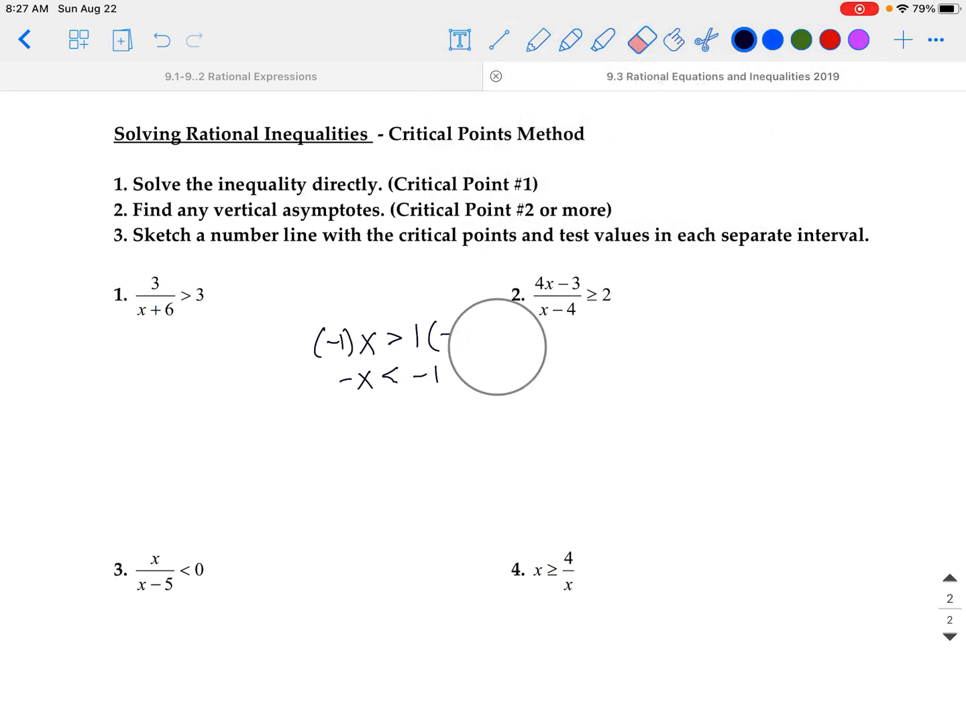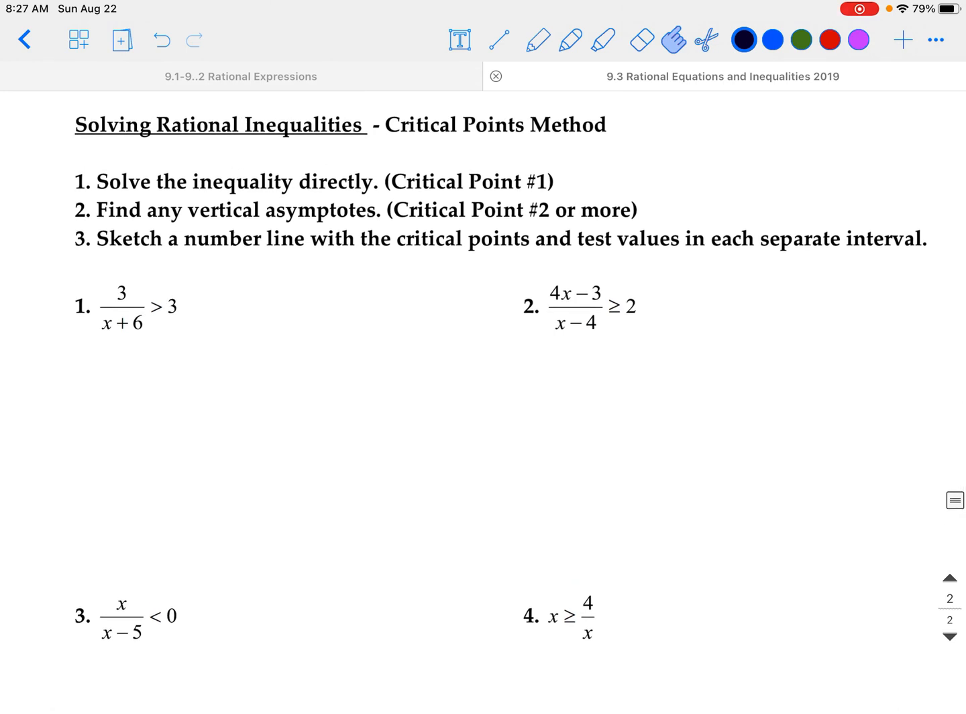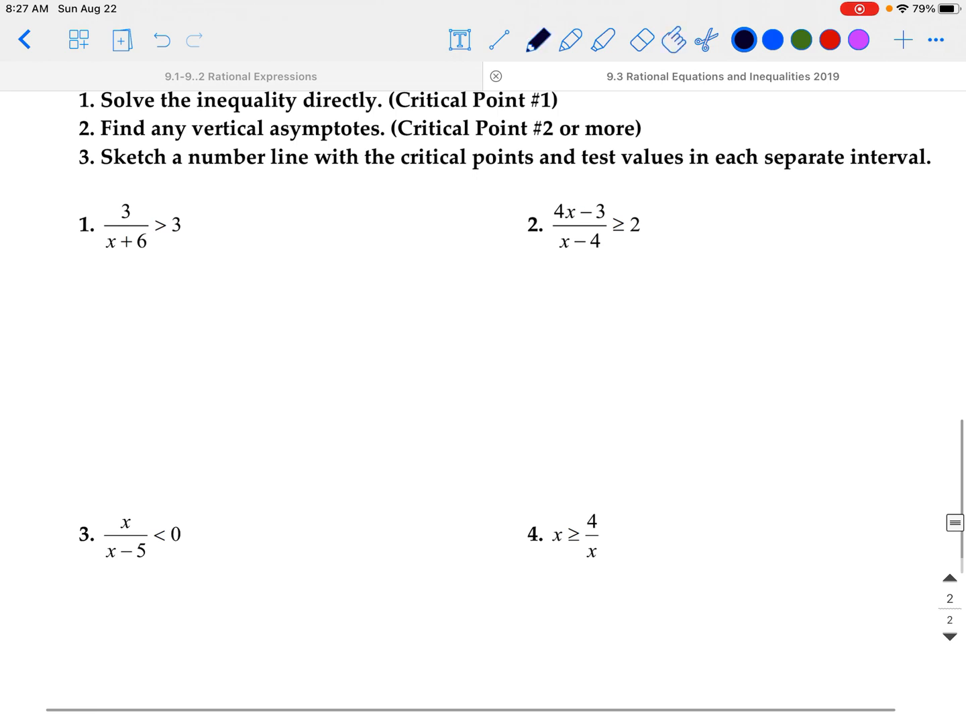So we're going to avoid having to do any of that by following this particular approach, which is solve it like an equality, figure out your undefined points, of course, and then we're going to do a number line test. So let's go ahead and do that. So instead of doing 1, I guess we could just do 2 first, which is find the undefined values. So we'll note x is not equal to -6.